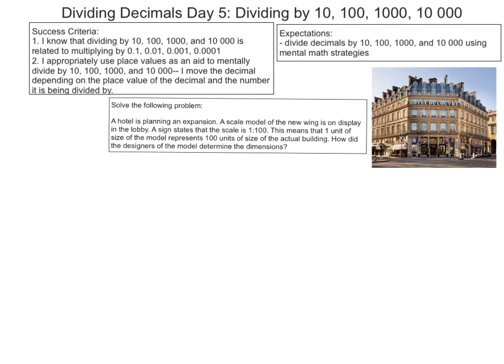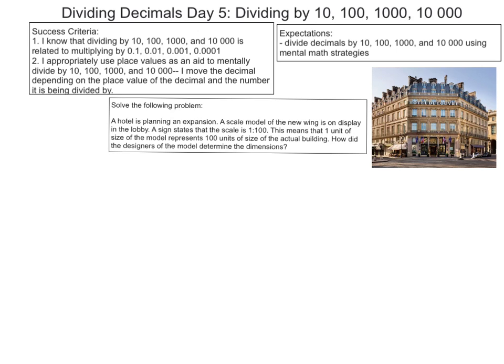and 1,000. Number 2, I appropriately use place values as an aid to mentally divide by 10, 100, 1,000, and 10,000. I move the decimal depending on the place value of the decimal and the number it is being divided by. So when we're talking about dividing, we're moving the decimal place to the left, unlike multiplying, when we moved the decimal place to the right. So let's look at our first problem.